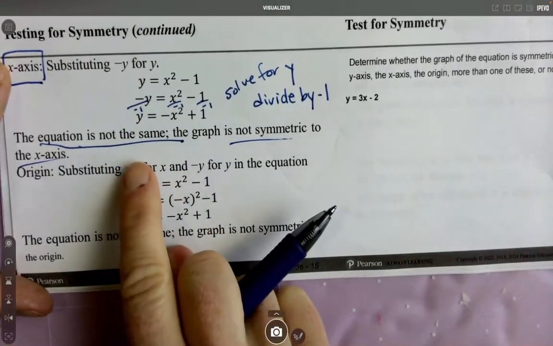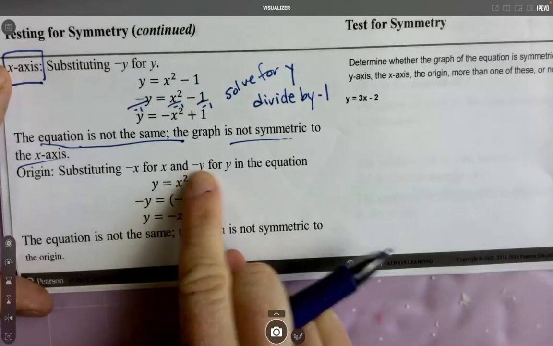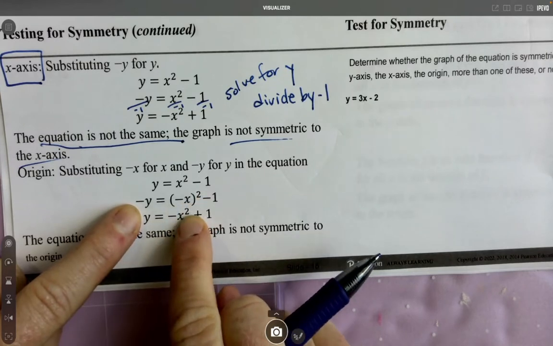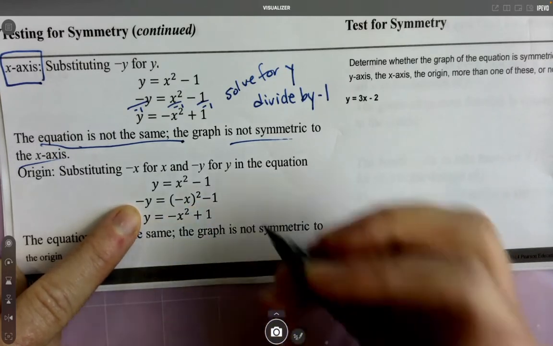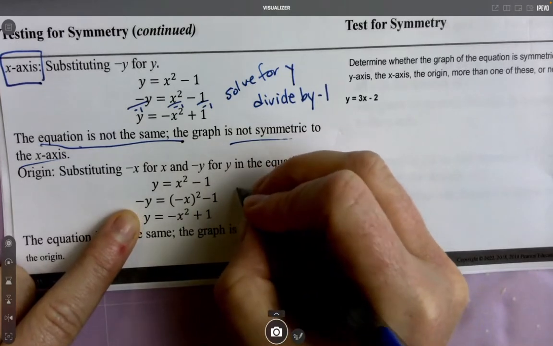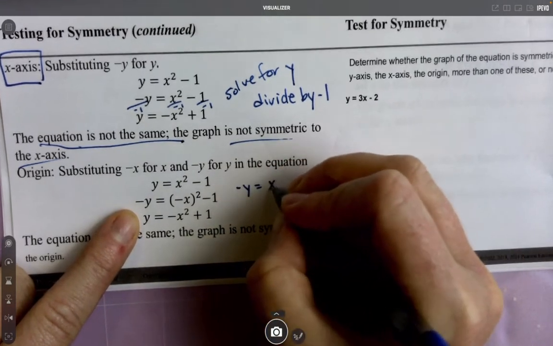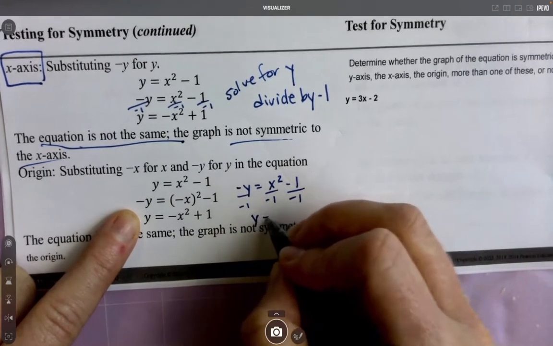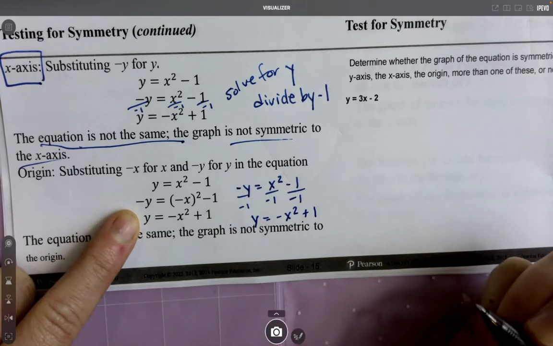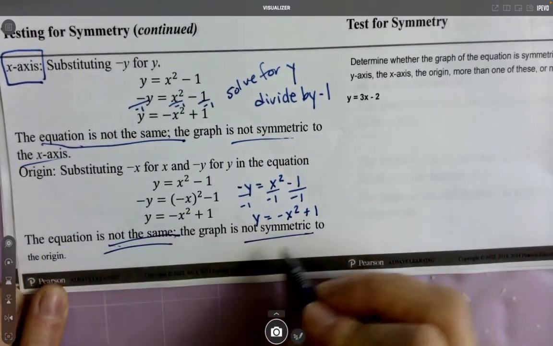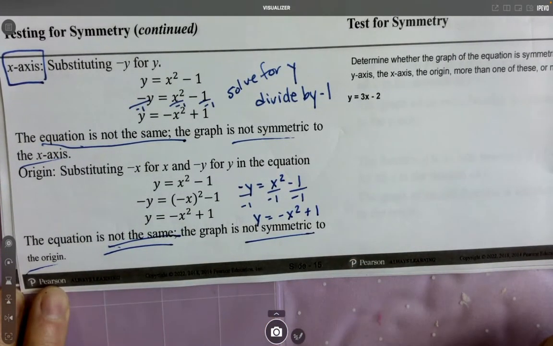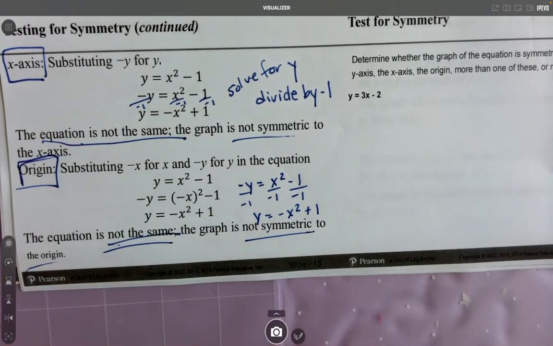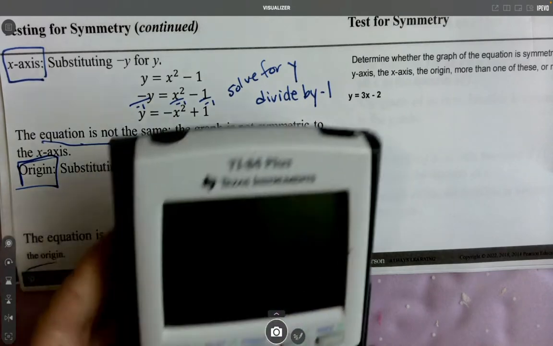The last thing is you're going to sub in negative x for x and negative y for y. So see how they subbed it in. So this negative x squared comes out to, they didn't do the intermediate step. It'd be negative y equals x squared minus 1 divided by negative 1, which gives you y equals negative x squared plus 1. Not the same, so it's not symmetric about the origin. So you have 3 tests to do. Is it symmetric about the y, the x, or the origin? And we can look at what that looks like.